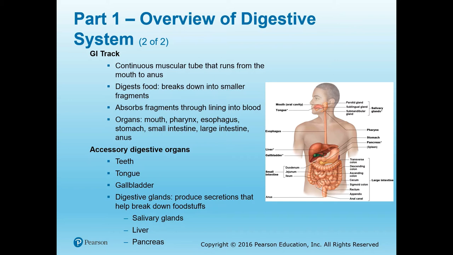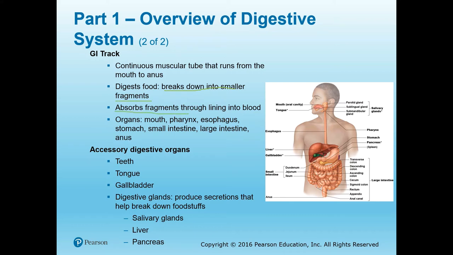This should be review, because we had this last week in lecture. I know lab and lecture don't align 100%, but we try to make them align somewhat. So the take-home message from this: GI tract versus accessory, basically what I just talked about, but we can go into a little more detail here as far as breaking down into smaller fragments, digesting food, and absorbing fragments through the lining into the blood.